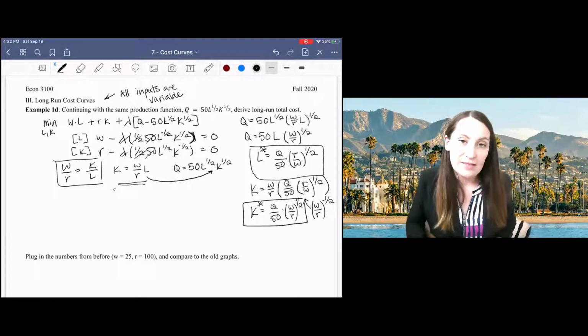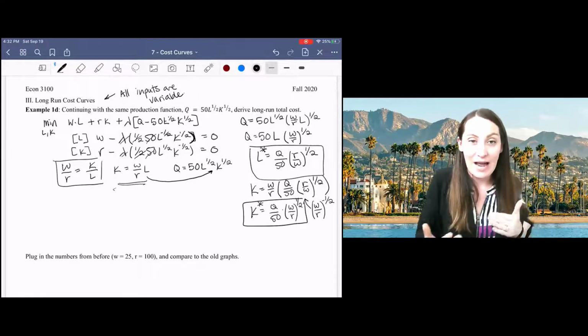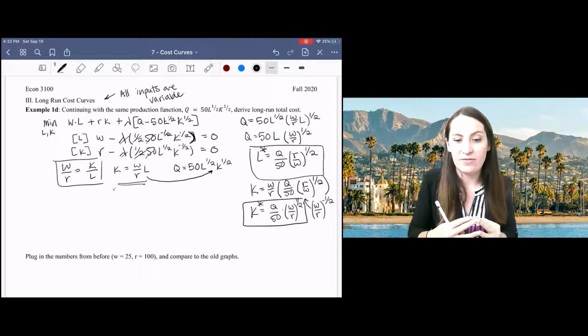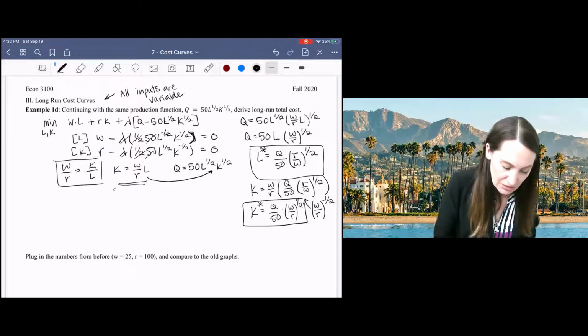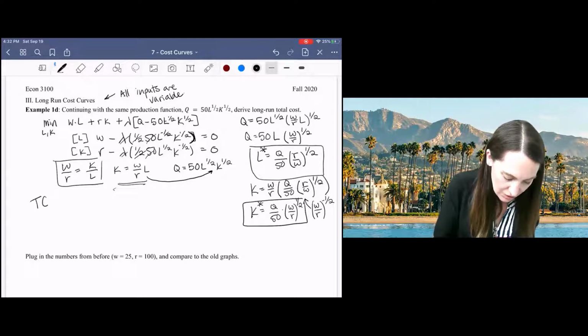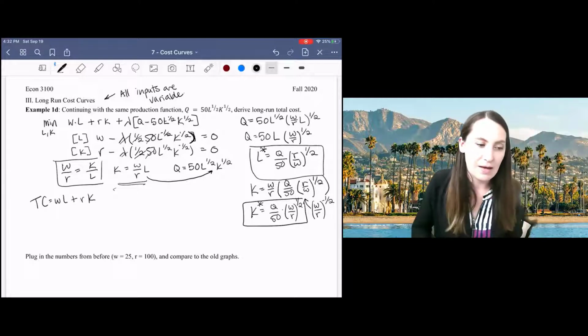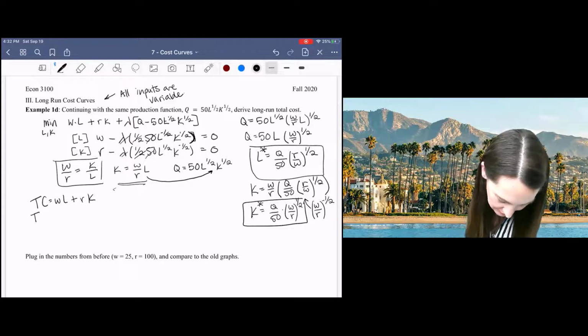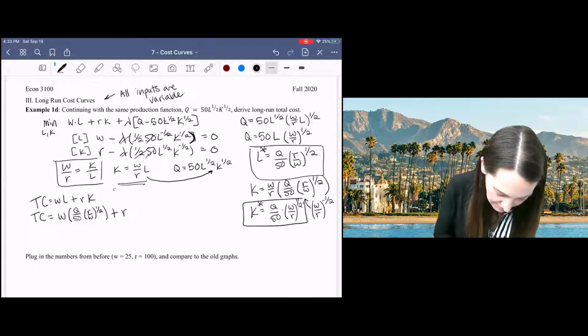All right, so we've got our labor and capital demand equations, and now we're going to write total cost as a function of quantity. So remember that total cost is WL plus RK, right? The sum of my labor costs and my capital costs. And so I'm just gonna plug in my demand functions now. And then simplify.